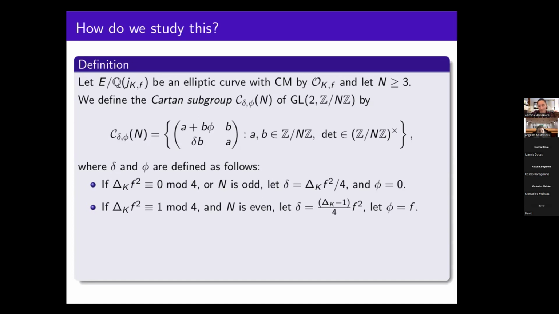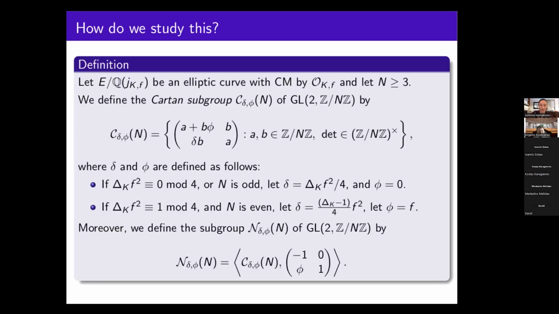They help determine what the group structure is going to be, that's all. And so now that we've defined the Cartan subgroup, we can define this other subgroup, which we call the normalizer of Cartan, which is a subgroup of GL2(Z/NZ), and we define it by the Cartan matrices and this complex conjugation matrix (-1, 0; φ, 1).